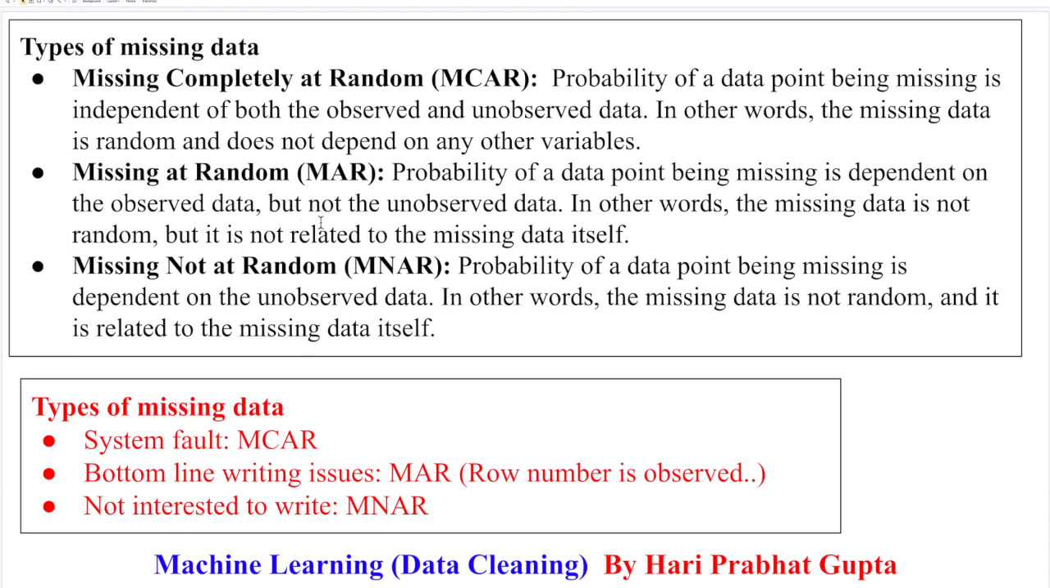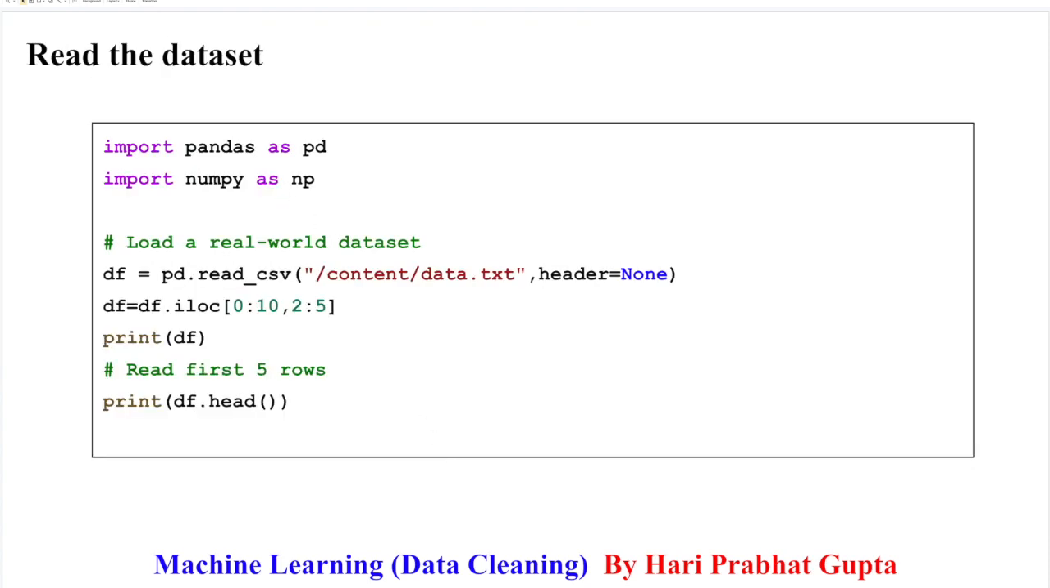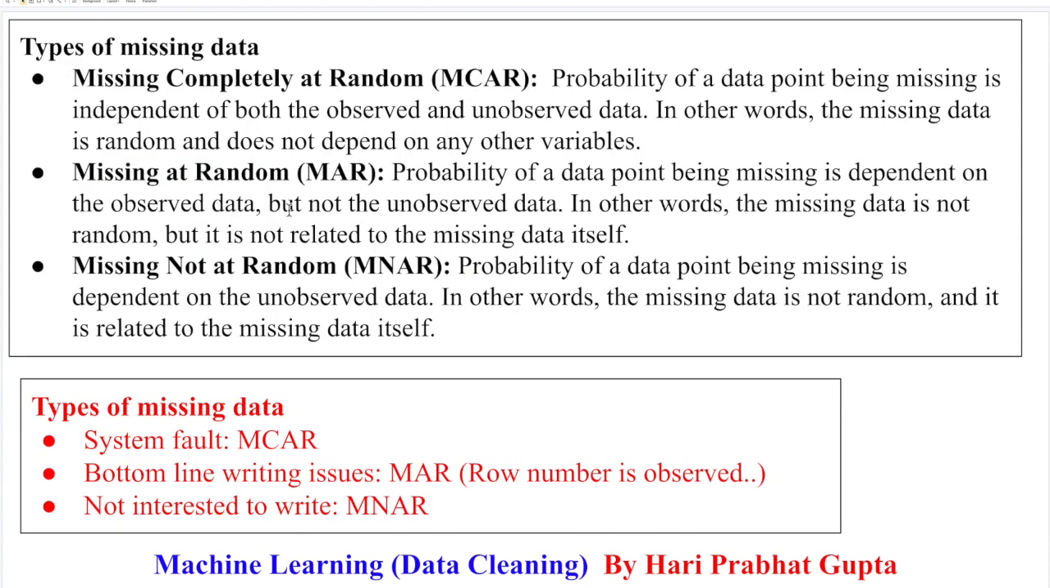Why? Because you are not able to explain it with the help of the other observed data, but you can observe that at the bottom lines most of the cases are missing. Why? Because of the observation. So you have a relation with the observation, but there is no relation with the unobserved data. In other words, missing data is not random, but it is not related to the missing data itself. Some sensor data are missing, so you are not able to correlate with the missing data, but you can observe it with the help of the line number.